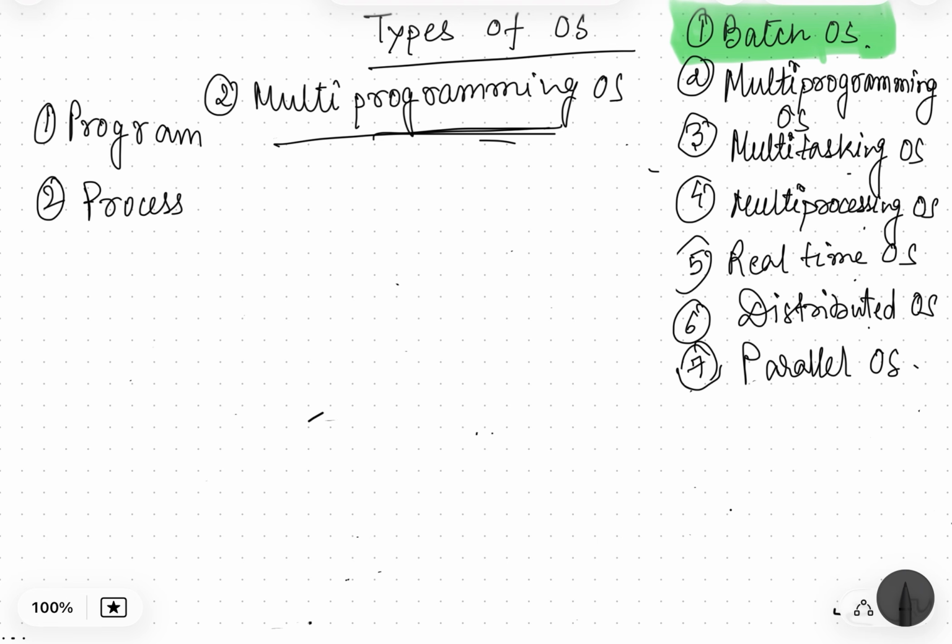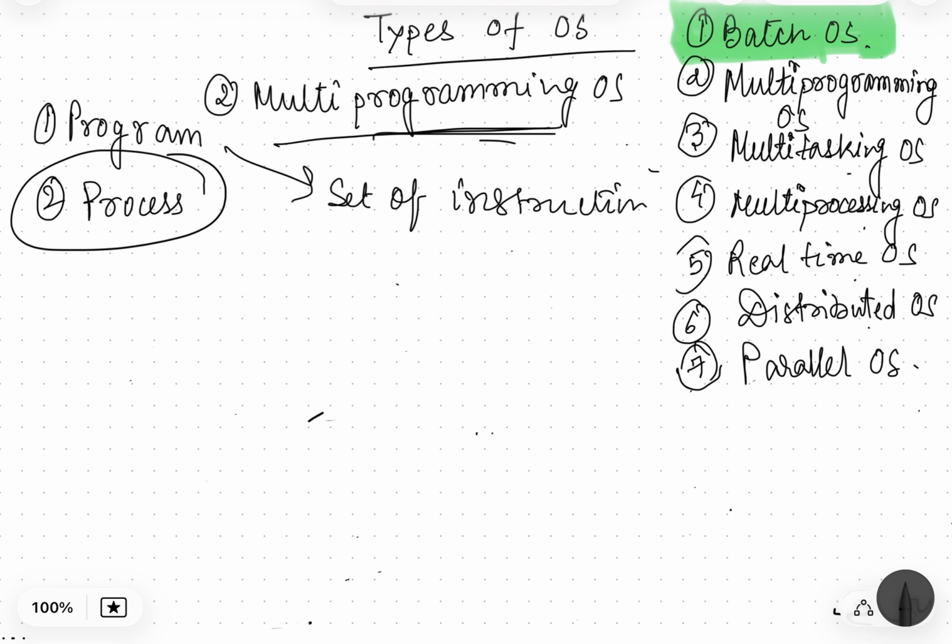Since we all are from computer science or IT, we very well know what a program is. A program is a set of instructions that you give to the computer so that it will do some particular task. And what is a process? When this set of instructions given to the computer, your program, is executing, at that time the program is known as a process. This is the main difference between a program and a process.